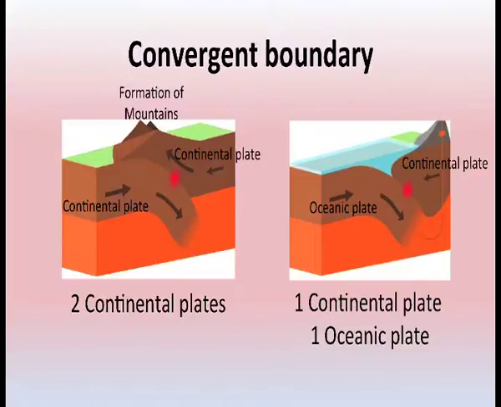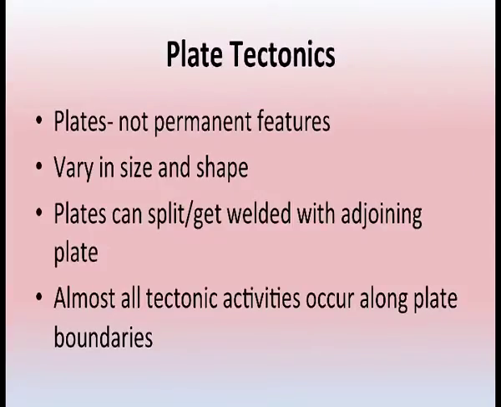Then there are transform plate boundaries where the plates slide past each other, parallel to each other. So, there is no subduction, no going down or anything, they slide past each other in this manner. So, it is known as a zone of preservation. In the figure you can see that. Plates are not a permanent feature, they vary in shape and size, and they split and they join together. Tectonic activities come and go, and plates drift apart from each other.